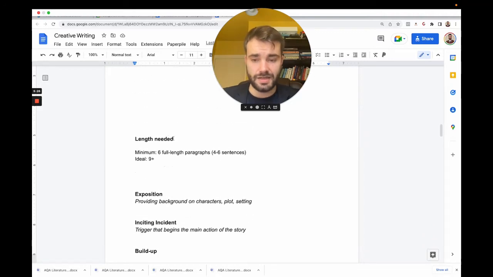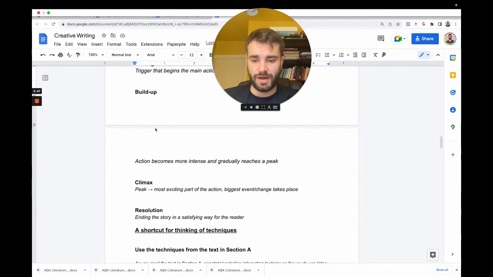So the length that you need is a minimum of 6 full-length paragraphs, which when I say full length, I mean 4 to 6 sentences, and if you can, write even more than that. So you won't get a good mark, like a grade 7 or above, if you only write 2 or 3 paragraphs. You've got to write a decent amount to get a high grade for this.